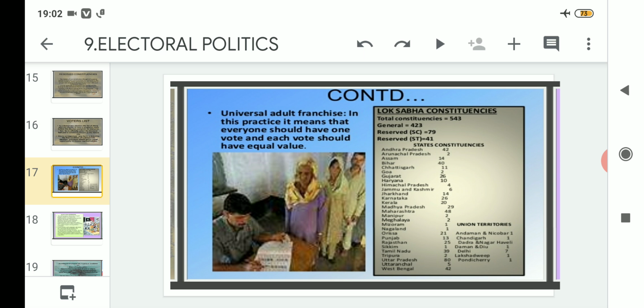So in this way, these 543 seats are divided according to states and union territories. When you make a tally of all these states, you can see that it will be 543 overall, where 423 are from the general category and 79 seats are from the reserved category of candidates belonging to the SCs, that means scheduled castes, and 41 are reserved for the candidates belonging to the scheduled tribes. So please make a list of these Lok Sabha constituencies and their breakup according to the states, and just go through it once more.